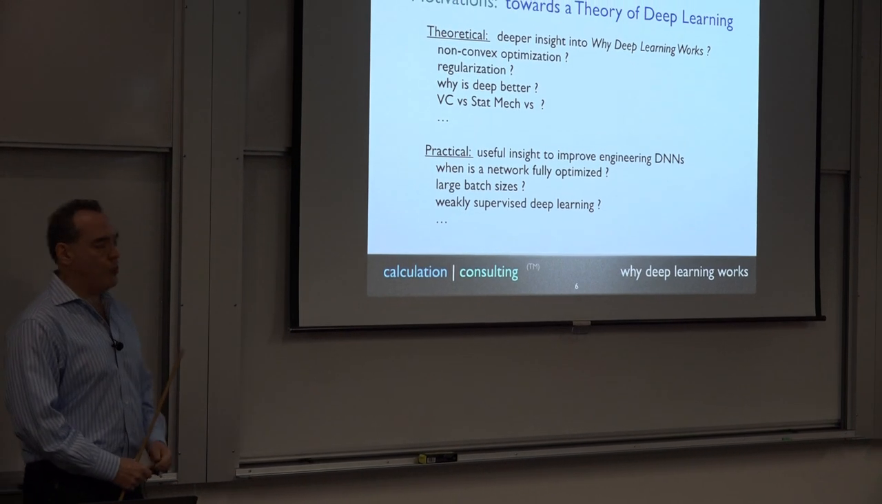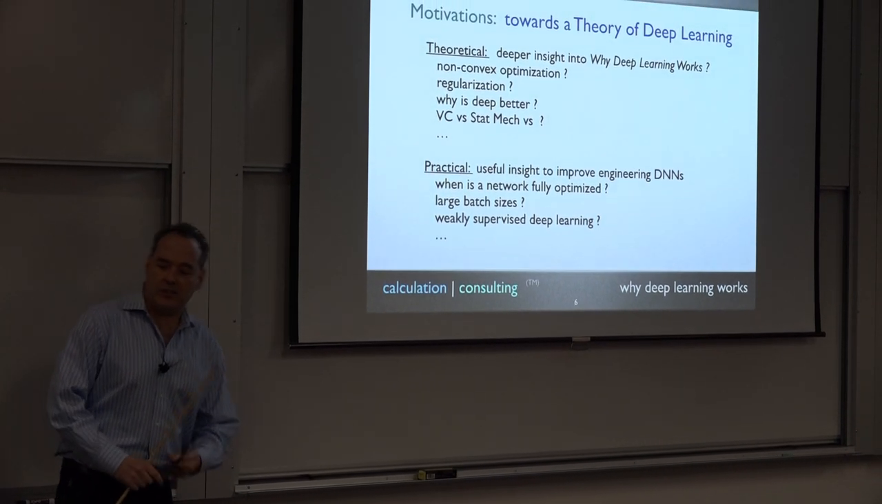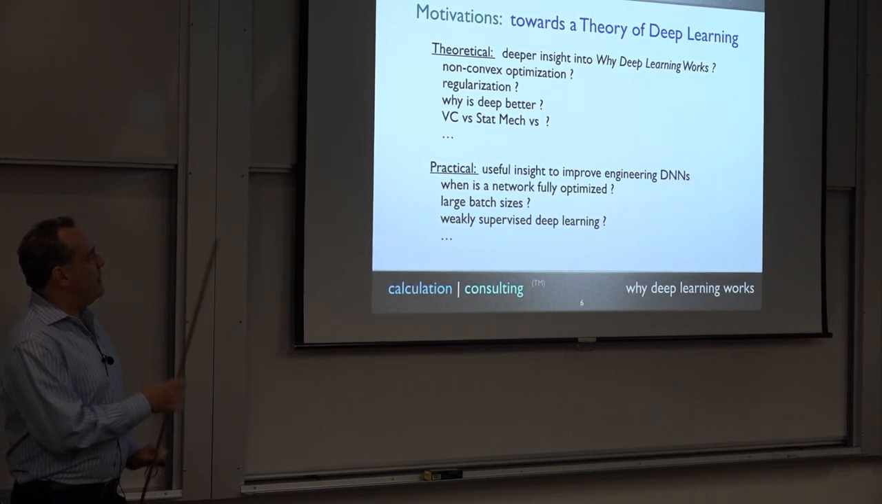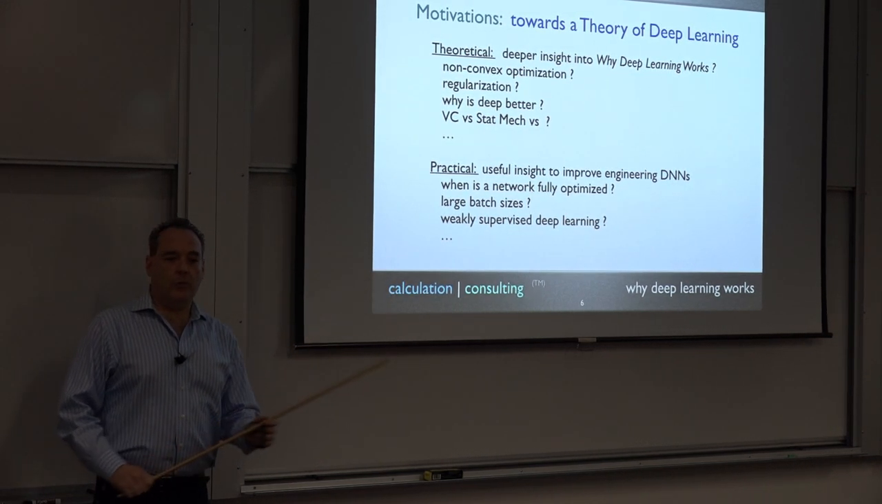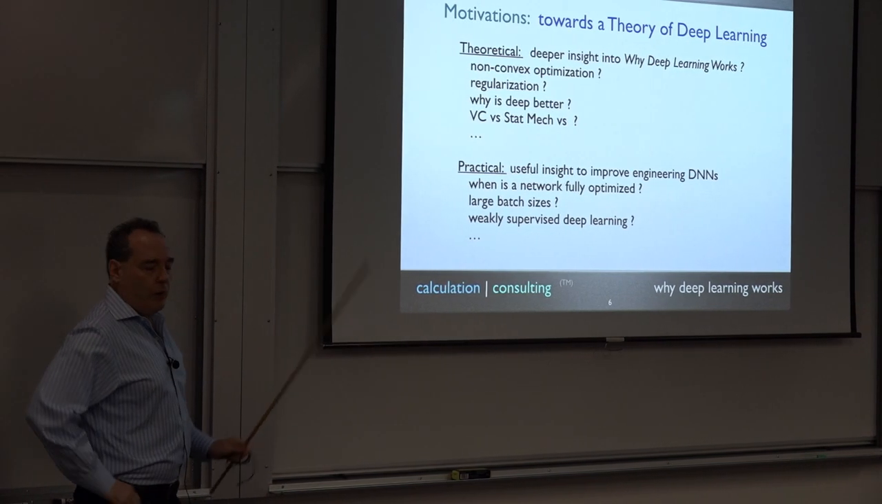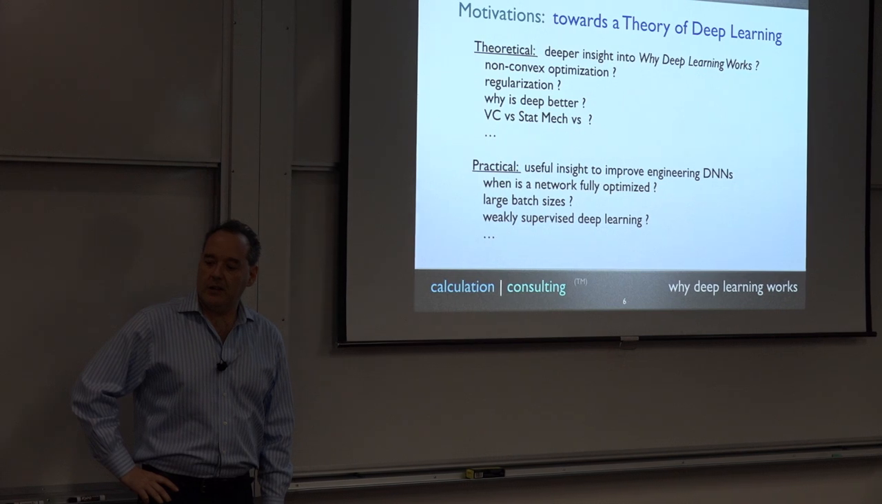How does regularization work in these systems? There was a paper that came out that suggested regularization is quite different than what we see in machine learning. Why are deeper networks better? Why not wide networks? Why do deep networks work so well? And then, what is the correct theoretical framework to look at?